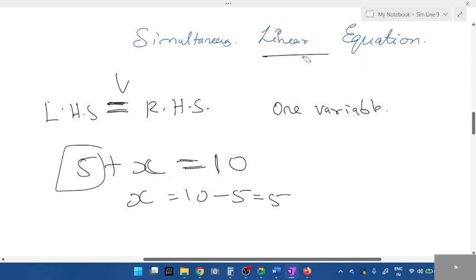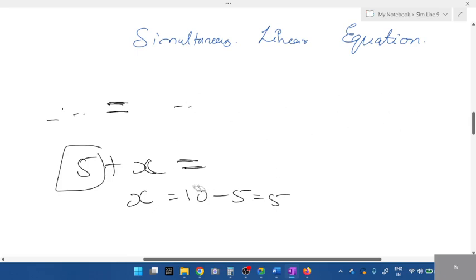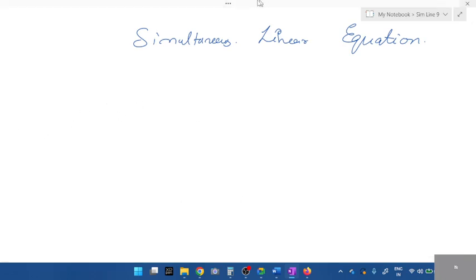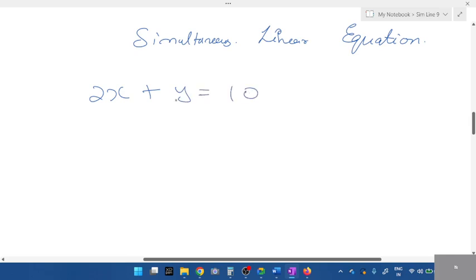Now linear equations are done in 6th, 7th, 8th. This is what you study. In 9th and 10th, you have simultaneous linear equation. So simultaneous is not two variables, sorry, not two variables, two equations. One equation, two equations, two variables, both. Two equations and two variables. For example, x plus y is equal to 10. How many variables are there?